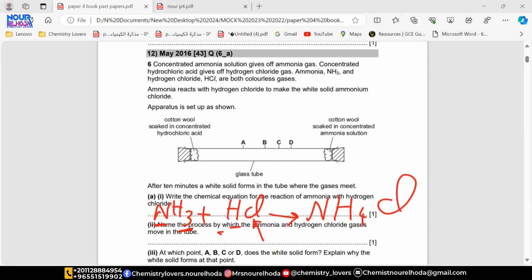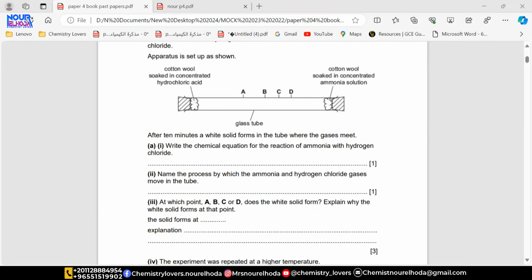Okay, what's the process by which ammonia and hydrogen chloride are going to form? Of course, for sure this is diffusion. At which point will it form? Take care, in the exam he may switch these. I need to know it is near the heavier one. You got my point? It's always near the heavier one. So it's going to be A.